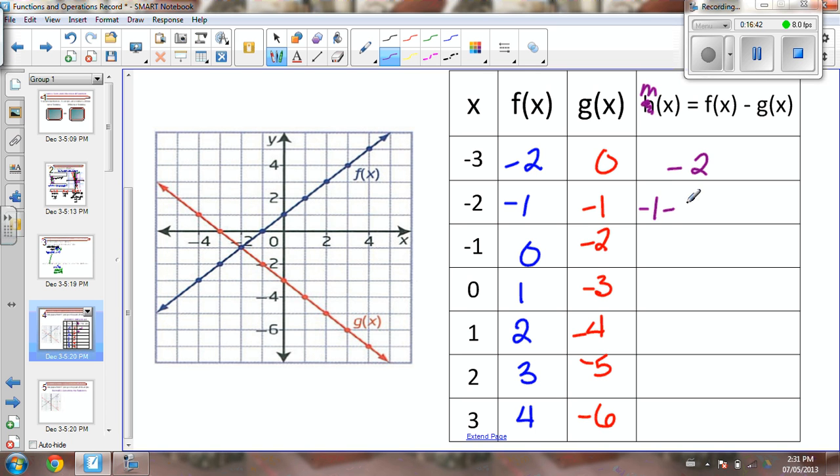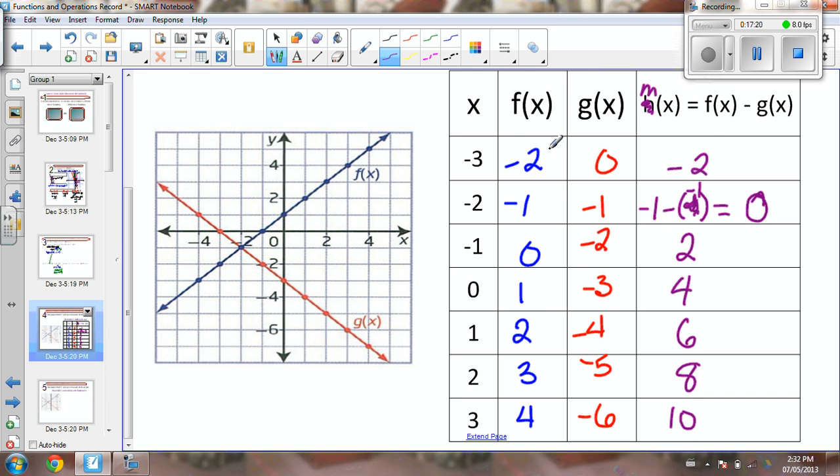Negative 1 minus a negative 1, I wind up with negative 1 plus 1, which gives me 0. 0 minus a negative 2 gives me 2. 1 minus a negative 3 gives me 4. 2 minus a negative 4 gives me 6. 3 minus a negative 5 gives me 8. And 4 minus a negative 6 gives me 10. So now I can graph this h of x graph.